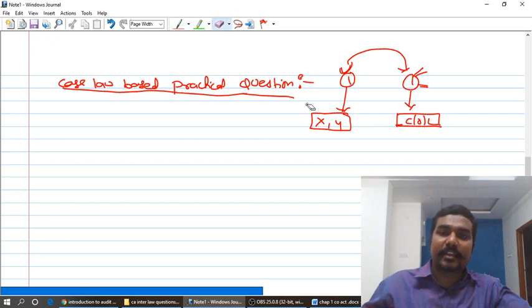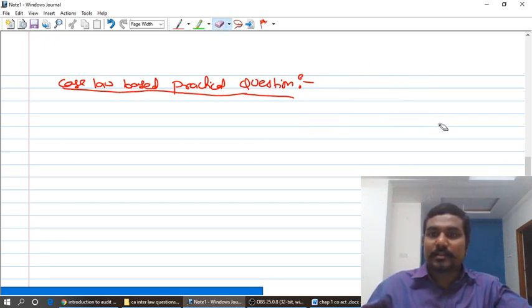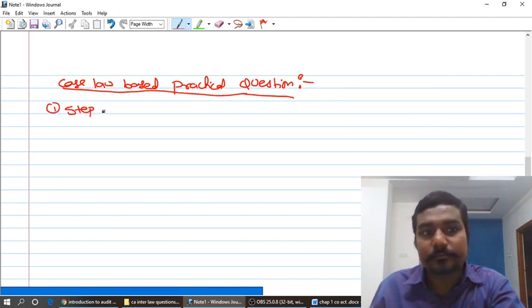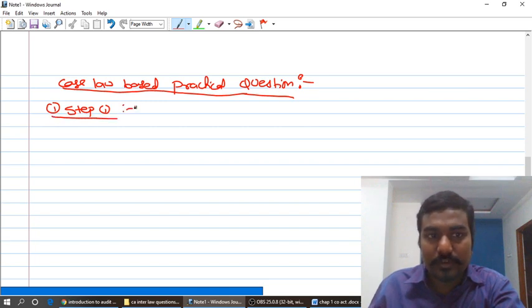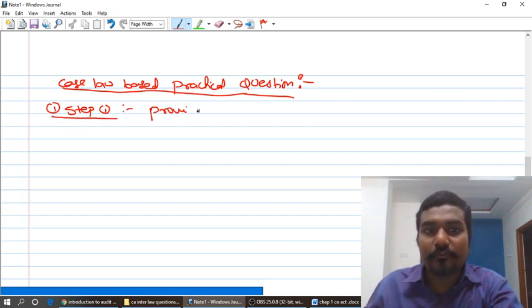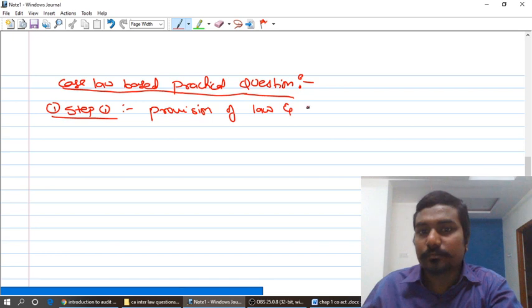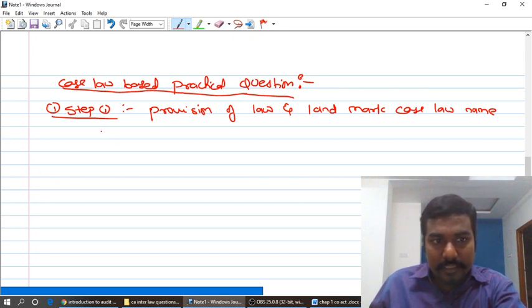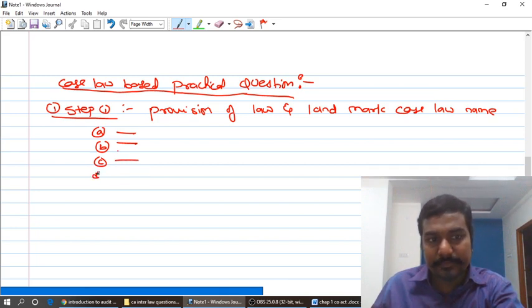So how to answer this kind of questions in the exam? We have to answer this kind of questions in 3 steps. First, step number 1, we should write the provision of law and also the landmark case law name. Here we have to explain the provision and also we have to explain the facts of the decided landmark case law.